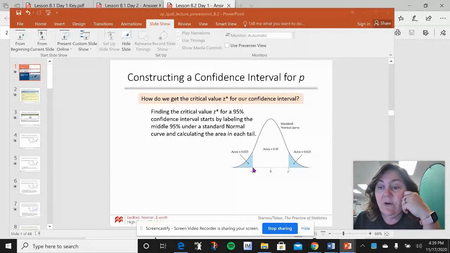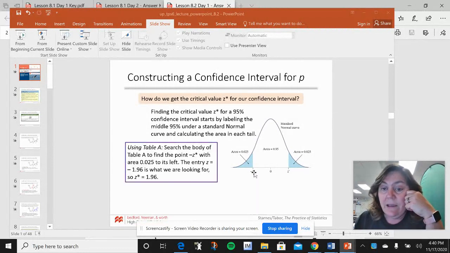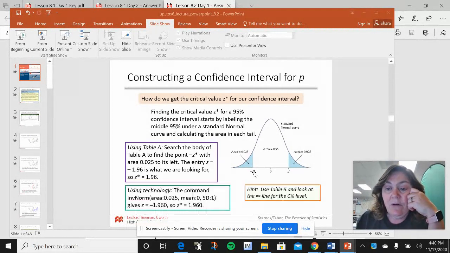The easiest is just go to either table A or the inverse norm calculator command and figure out what the Z value is to have 0.025, or 2.5%, of your data in that tail. So that's how to do it within table A. You find that negative Z value, and then we change it to the positive. Or we should talk about using your technology. You just did that in the activity.